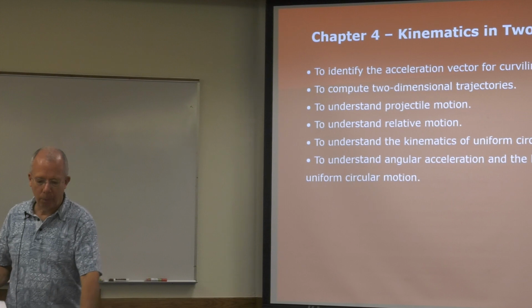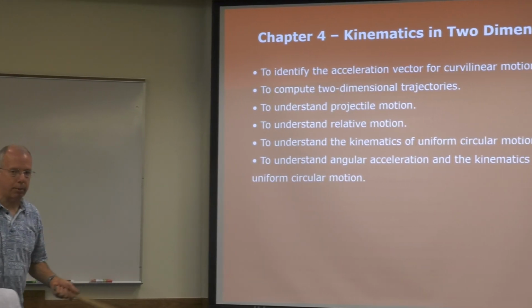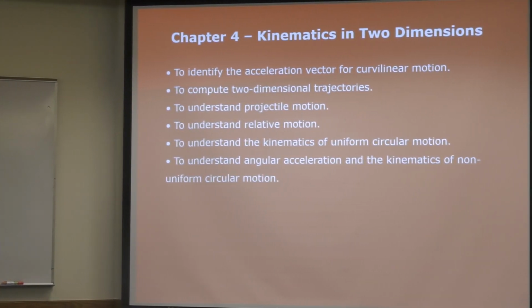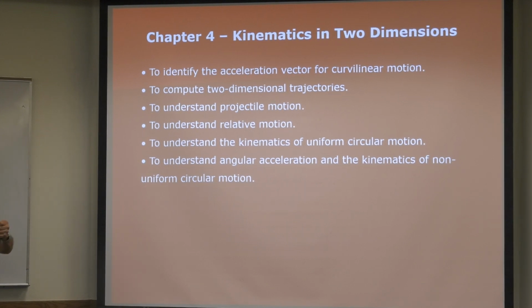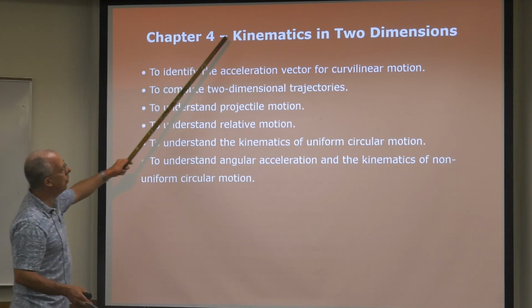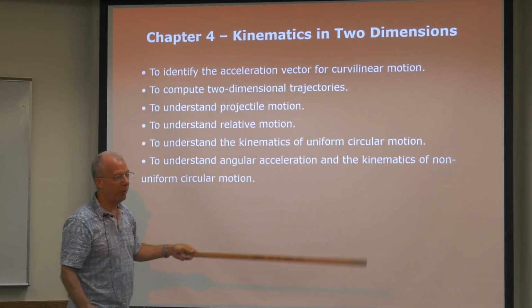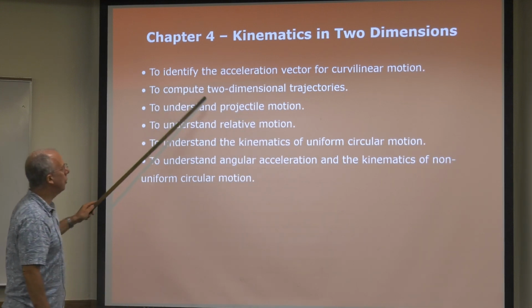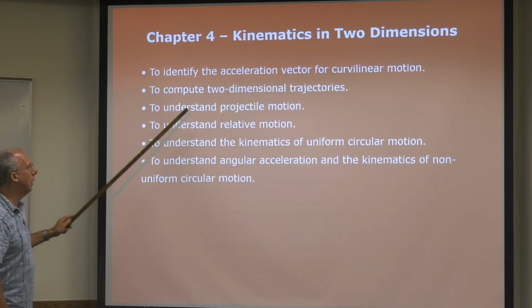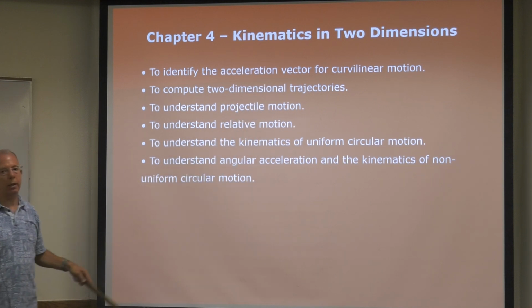But the important thing is, in order to understand chapter 4, you must have a superb understanding of chapter 2. So if you don't, go back and review chapter 2. You really have to know that very, very well. Okay, kinematics in 2 dimensions. To identify the acceleration vector for curvilinear motion, we've already done that. To compute 2-dimensional trajectories is new. Understand projectile motion.